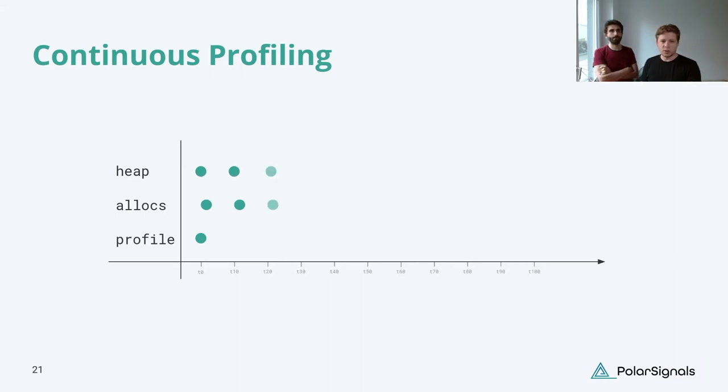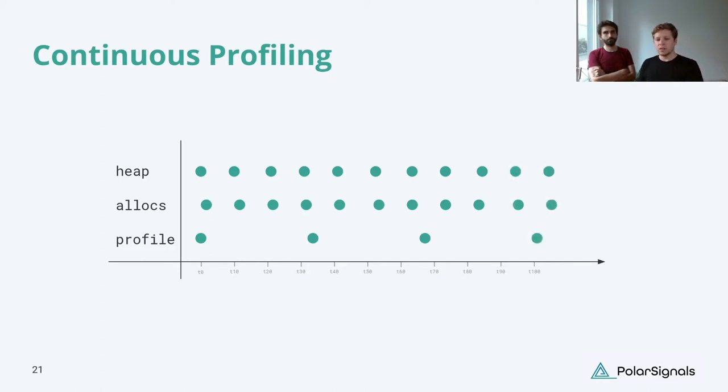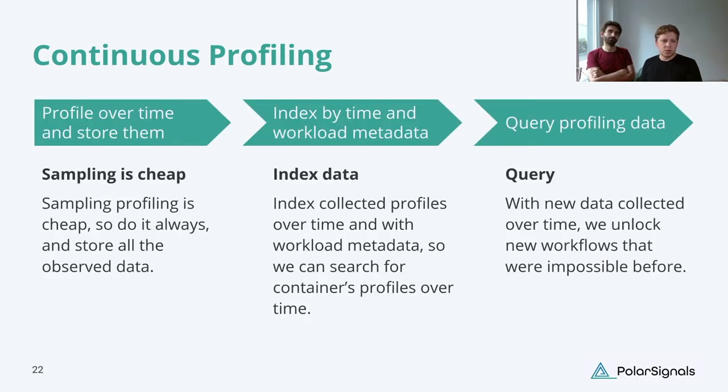Again, just visualizing, we want to do this over time. We want to collect heap profiles and allocation profiles, but also, slightly more infrequently, the CPU profiles. So we could now pick any of these profiles at any given point in time and look at what was going on. So sampling is cheap. Again, there's not much overhead.